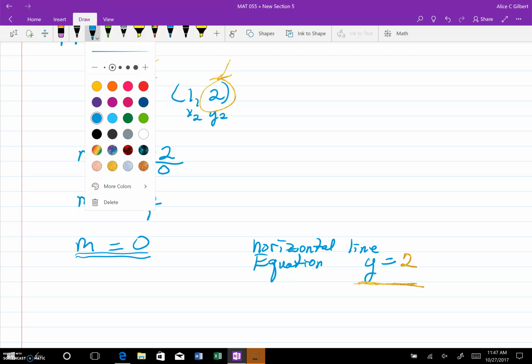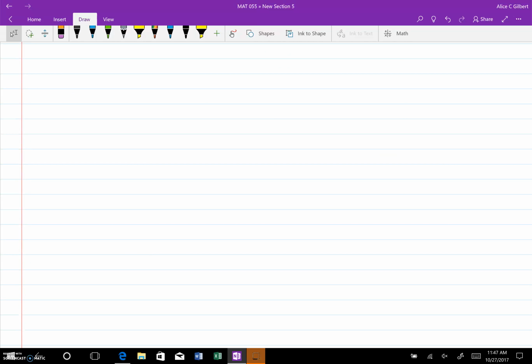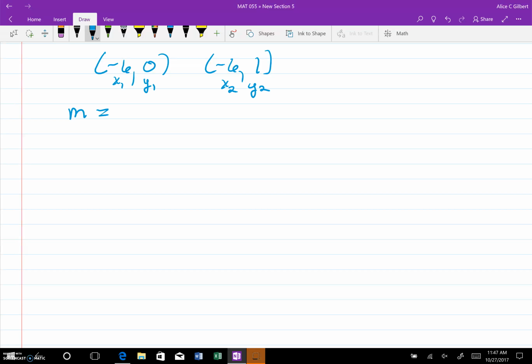Okay? Let's look at this next one. (-6, 0) and (-6, 1). Okay, so slope equals, x sub 1, y sub 1, x sub 2, y sub 2. That just keeps me on track. As you saw, I needed on the last one to be kept on track. So 1 minus 0 over negative 6 minus negative 6. So this is m equals 1 over negative 6 plus 6.